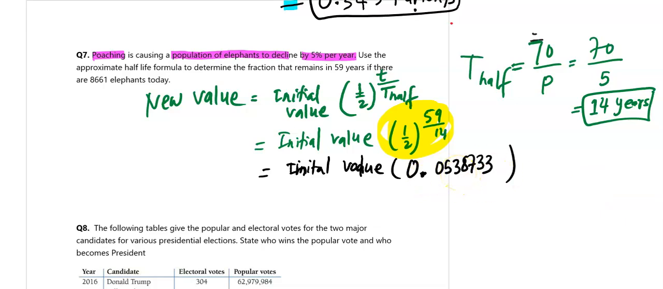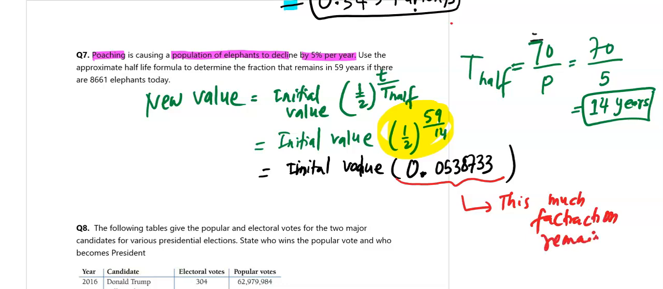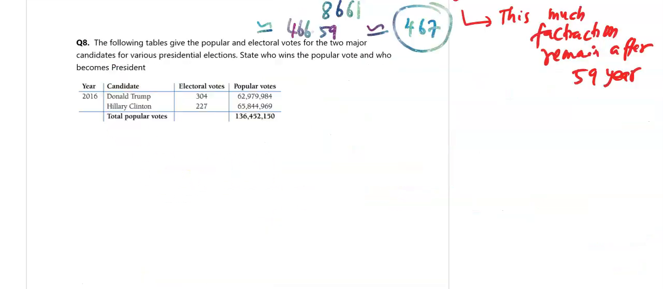So this much fraction remains after 59 years. So if right now the elephants are 8,661, so put 8,661 as the initial value. How much is the elephant population going to be?